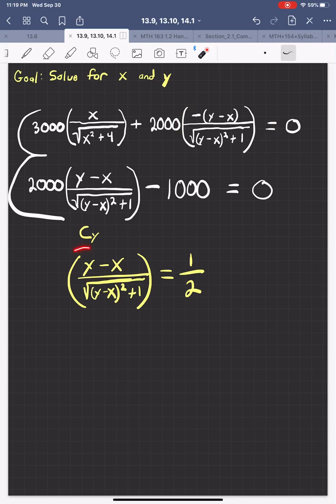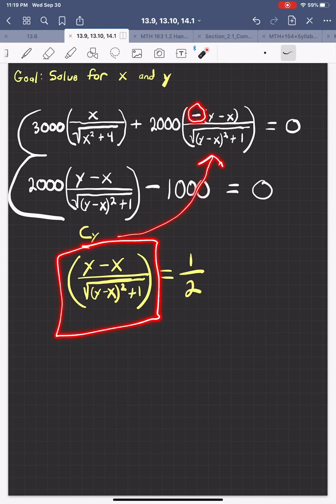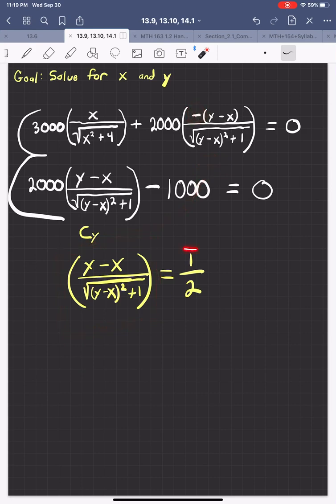Do you see how this almost perfectly resembles what we have here, right? (y − x) over the square root of (y − x)² + 1, except for this negative symbol. So if this negative symbol wasn't here, I could literally plug in 1/2. But because the negative is there, does that make sense that it's going to be negative 1/2, right? Just like any system, we take one equation, solve, then substitute. So it's quite savvy.